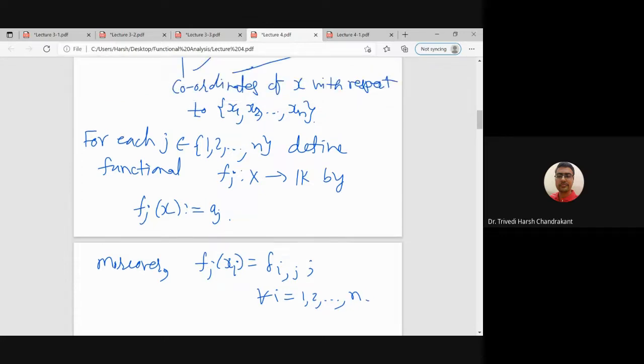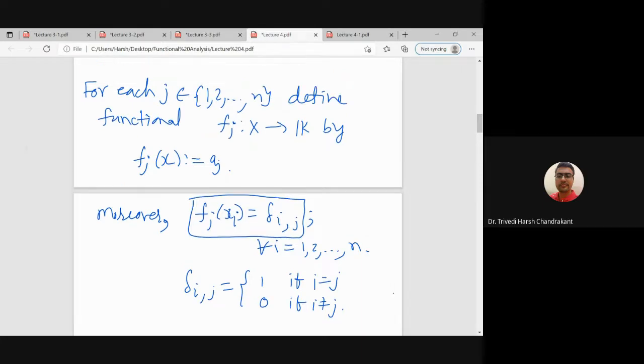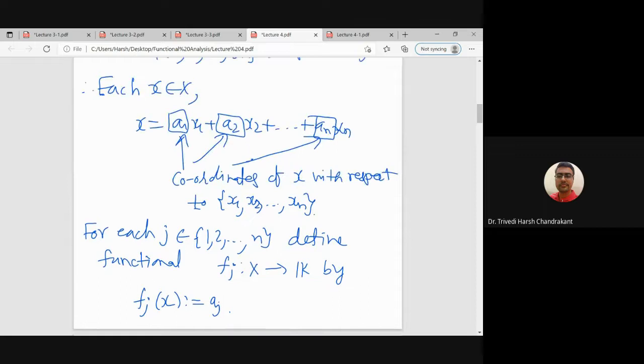So what we are doing here basically is that, yeah. So what is delta ij? Delta ij is the Kronecker symbol. That is 1 if i is equal to j. It is 0 if i is not equal to j. So whenever we apply fj on x1, let us see what happens.